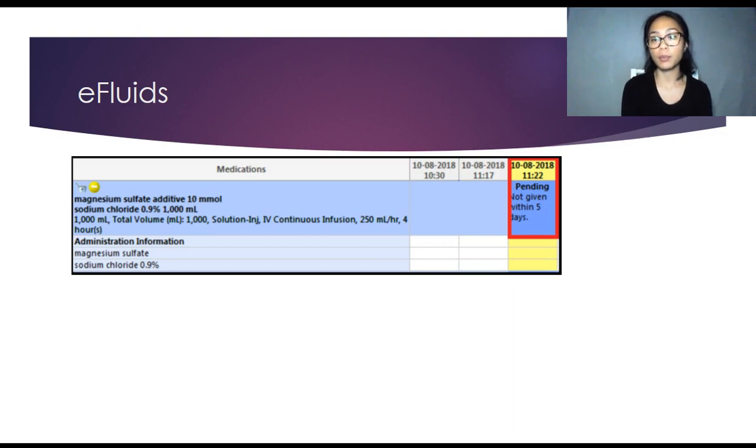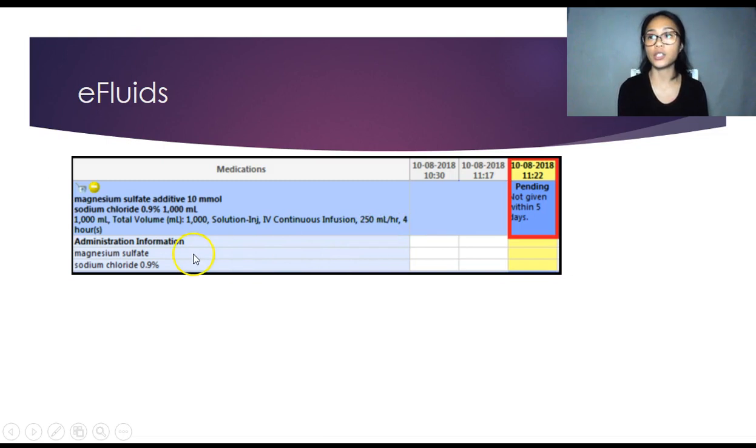So e-meds, for example, we're not using those paper-based medication charts in most places, but they're going through the EMR. Similarly with fluids, there's e-fluids, and so it will give you the prescription. I just want to show you what that looks like so that you're somewhat prepared to see that. So it'll tell you the name of the medication, if there's any additives, what that additive is, the volume of fluid that they're giving, and it's for continuous infusion at a rate of 250 mL per hour over 4 hours.